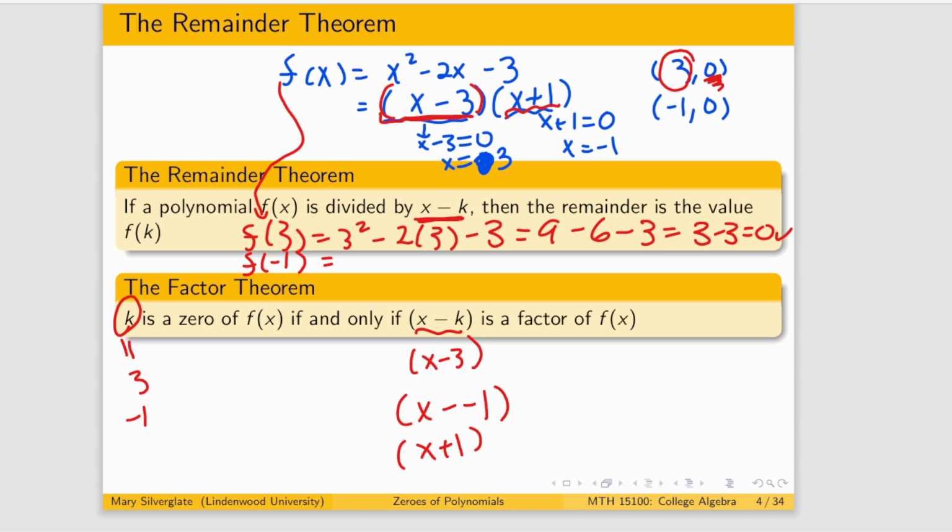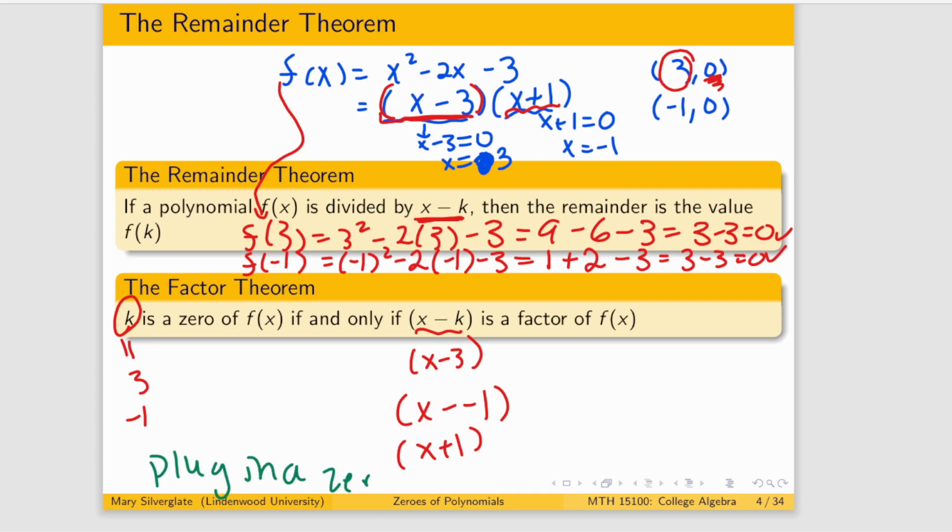Similarly, if we plug in negative 1, negative 1 all squared gets us 1, negative 2 times negative 1 gets us positive 2, we still have the minus 3, and again 3 minus 3 is 0.